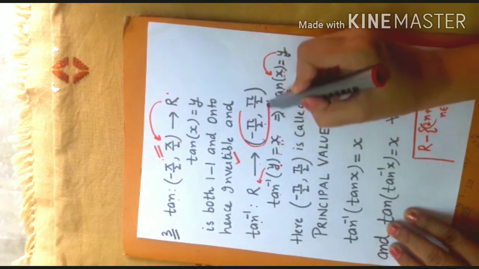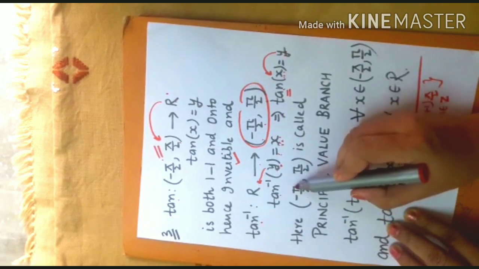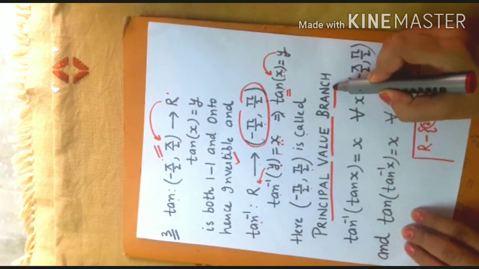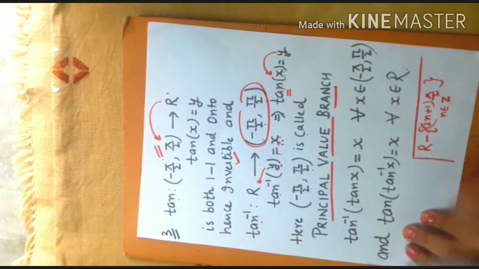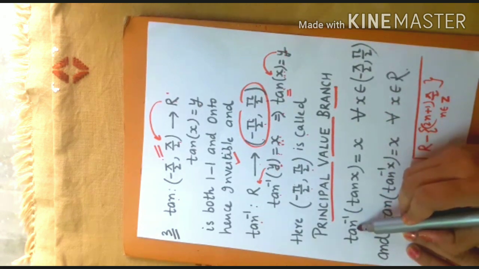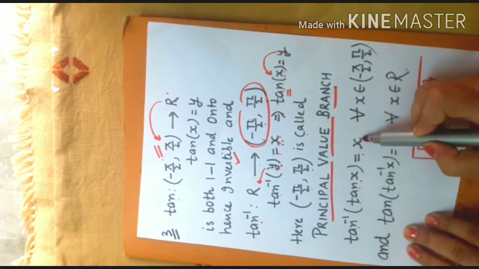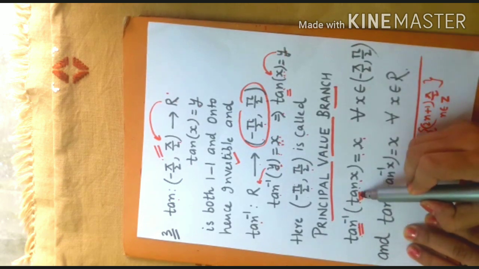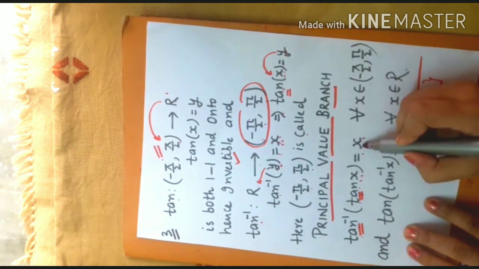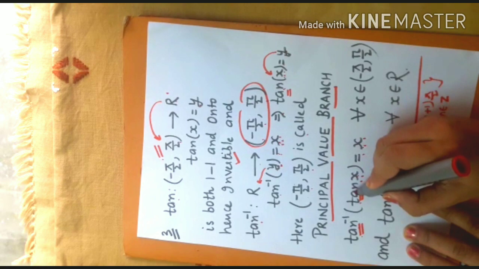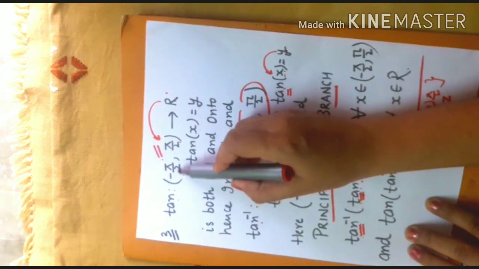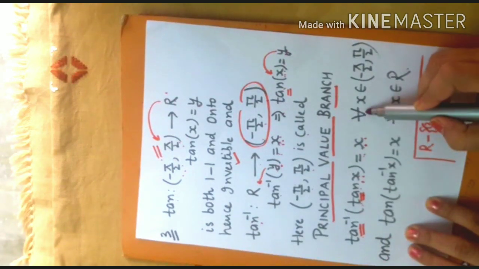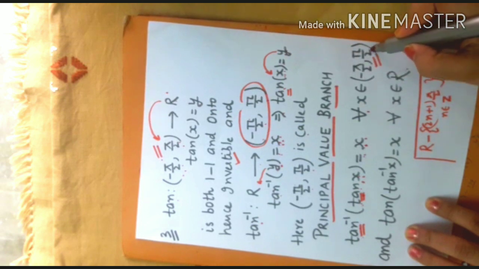And here this interval, that is the open interval minus pi by 2 to pi by 2, is called the principal value branch for tan inverse function. Now again, tan inverse of tan x will be equal to x because the composition of these two functions will be an identity function. So image of x will be equal to x. This x should come from the domain of tan, which is the open interval minus pi by 2 to pi by 2. So tan inverse tan x is equal to x for all x which belong to this open interval.